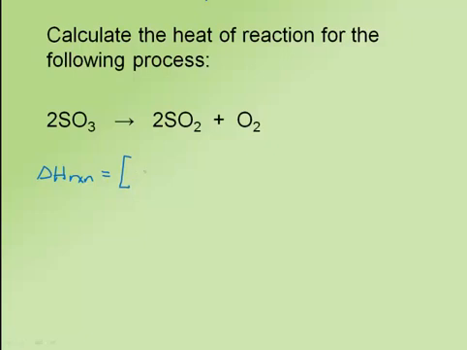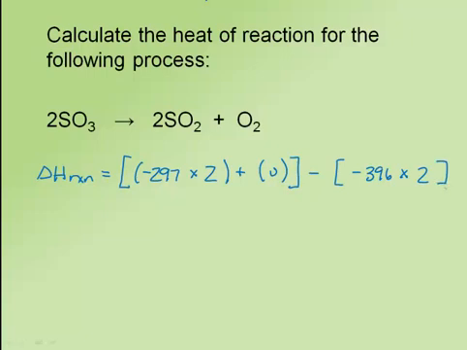The delta HF value for SO2 is negative 297 kilojoules per mole times 2 moles in the reaction. We can write that we add 0 for oxygen just to remind us. We subtract from that the sum of all the reactants, which is negative 396 kilojoules per mole for SO3 times 2 moles present in the reaction. The answer this time is 198 kilojoules.